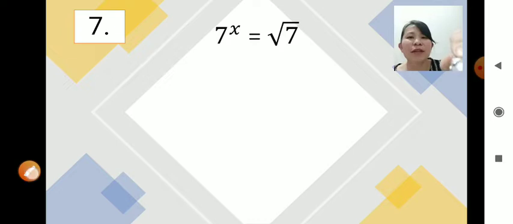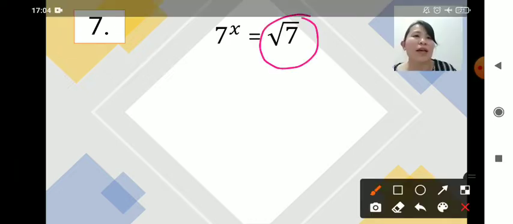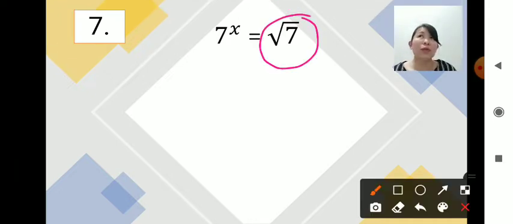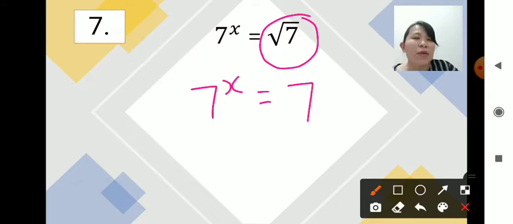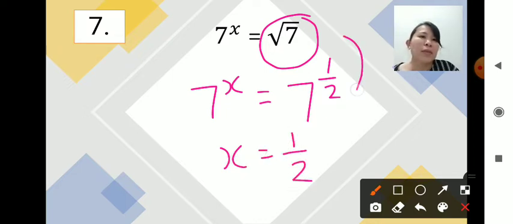Okay, question number 7. Do you see this? Okay, square root of 7. Just now, do you remember how you write square root of 7 in the index form? Okay, square root of 7 is 7 to the power half. Okay, 1 over 2. So from here it is clear x is equal to half. Okay, if you remember this property, then it is very easy for you to solve the question.